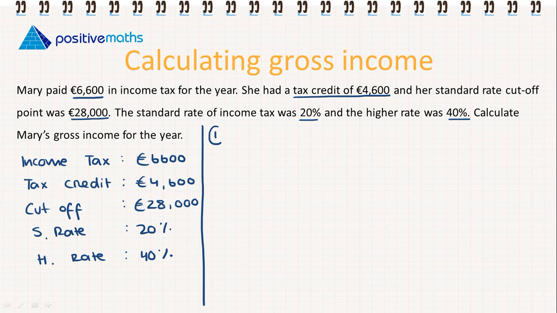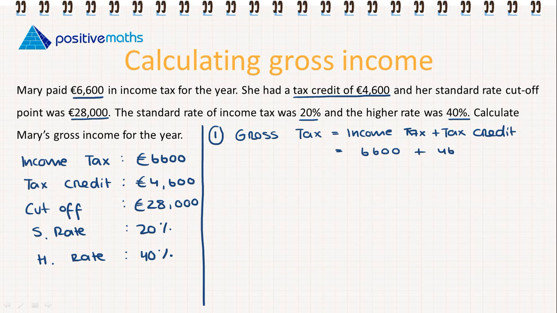Okay, so similar to the other question, the first thing we need to do is calculate the gross tax. So this is equal to the income tax, or the net tax, plus the tax credit. So in this case, that's going to be equal to 6,600 plus 4,600. So the gross tax before the tax credit was taken away would be €11,200. Let's remember what this gross tax is. This is made up of money from the 20% rate and money from the 40% rate. And together they make up the 11,200.